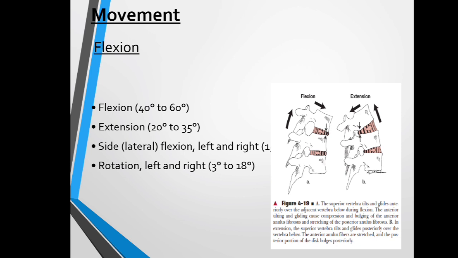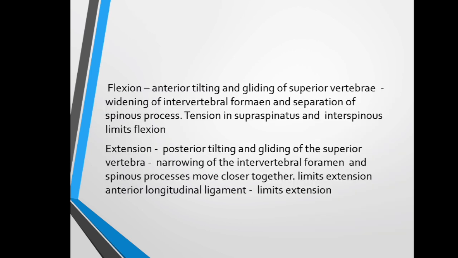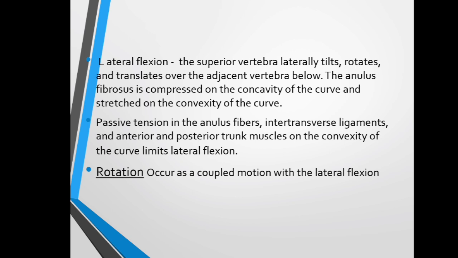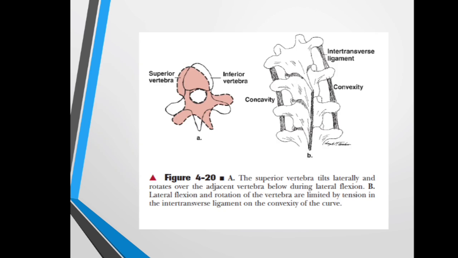The movements are flexion, extension, side flexion, and rotation. In flexion, there is anterior tilting and gliding of the superior vertebra. In extension, posterior tilting and gliding of the superior vertebra. In lateral flexion, the superior vertebra laterally tilts, rotates, and translates over the adjacent vertebra below. Passive tension in the annulus fibers, intertransverse ligament, and posterior trunk muscles on the convexity of the curve limit the lateral flexion. Rotation occurs as a coupled motion with lateral flexion.